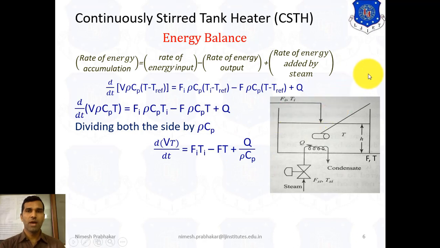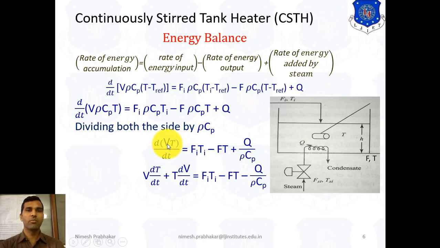So now here we use the derivation principle. We know the derivative of two terms. The first term is constant, second term derivative, that means V is constant, T derivative, plus here T is constant and dV by dt.